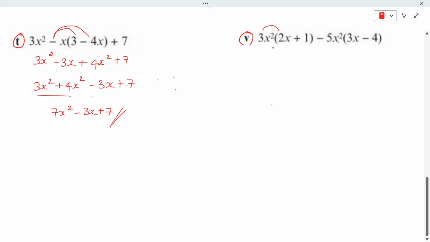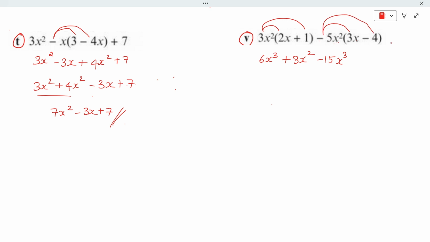So find the product of 3x square times 2x plus 1 first. So 3x square times 2x is 6x cube. Then multiply 3x square with 1. So it is going to be 3x square. And see here, the negative is placed outside, so be careful because you're going to multiply with the negatives as well. So minus 5 times 3 is minus 15, and then you multiply the variable with the variable. X square times x is x cube. So always remember, multiply the signs first and then coefficient with coefficient, then the variable with variable.